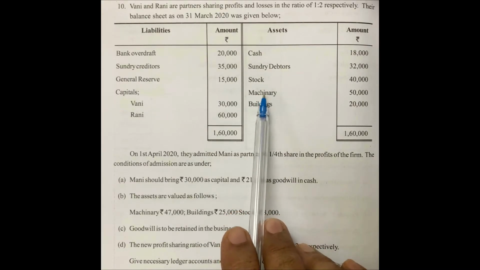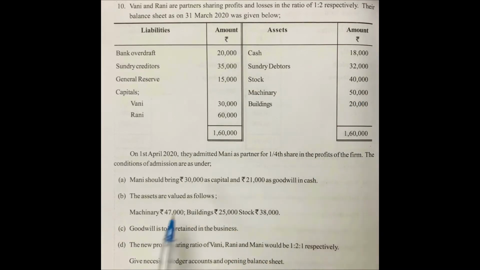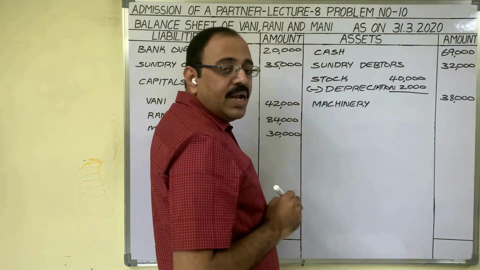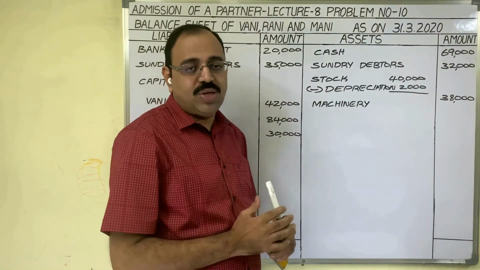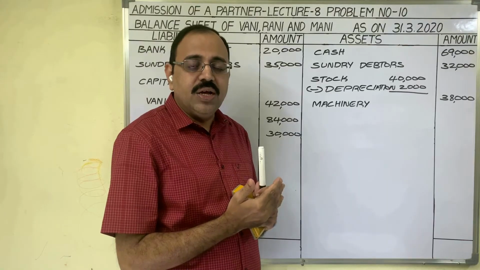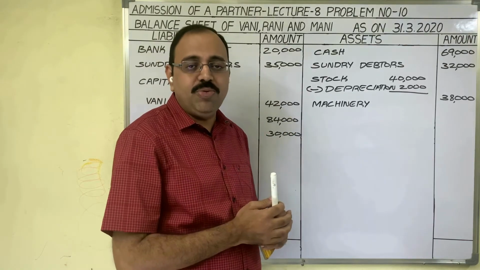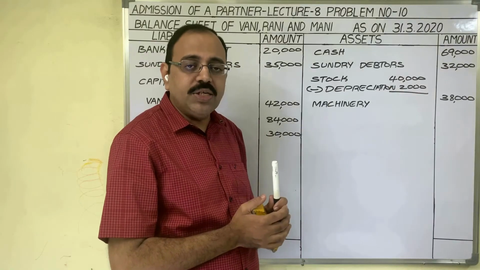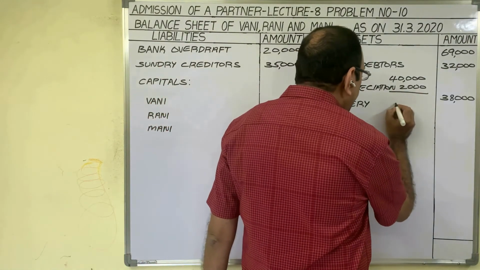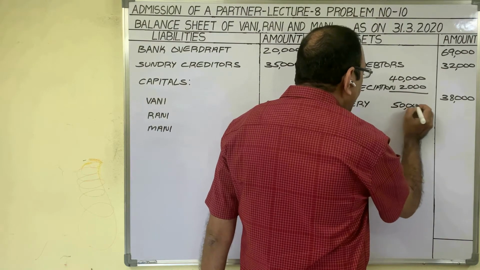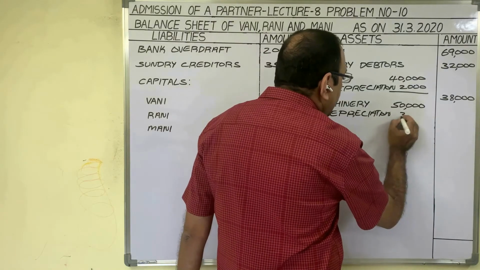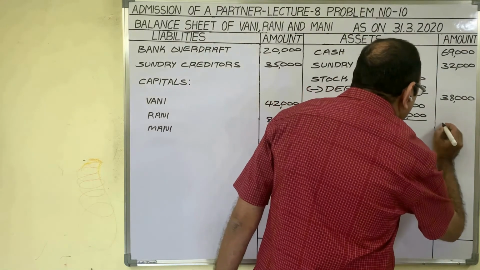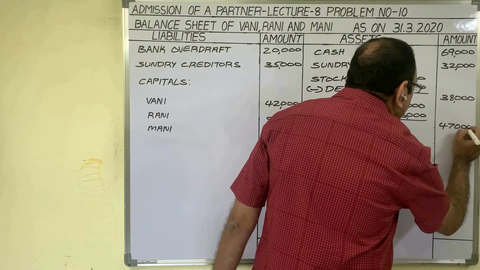Next come to machinery. Old balance sheet value is 50,000 rupees and the market value of the machine is 47,000 rupees. So in revaluation, machinery value is reduced by 3,000 rupees. Market value we have to show in the new balance sheet. How does it come? In the inner column, show the old balance sheet value 50,000 rupees minus depreciation 3,000 rupees. In the outer column, market value of machine 47,000 rupees.